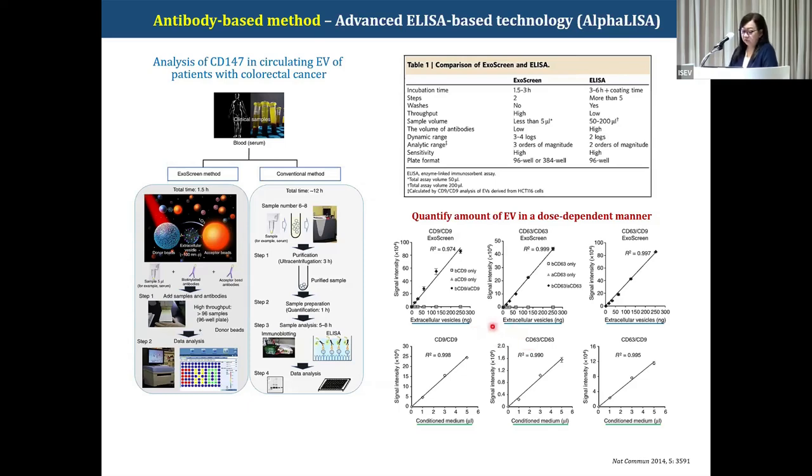From this graph, you can see that AlphaLyser was able to quantify the amount of purified EVs in a dose-dependent manner. It could also detect the presence of EVs in culture medium without the isolation of EVs, suggesting that it is a feasible way to quantify EVs without the need for EV purification.